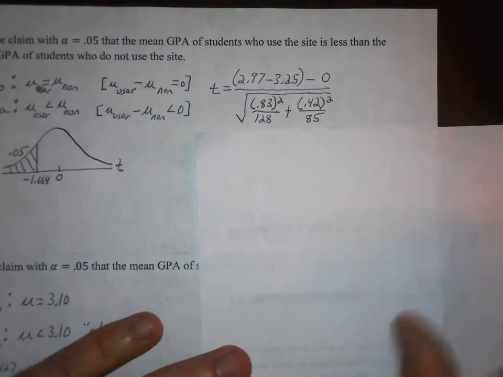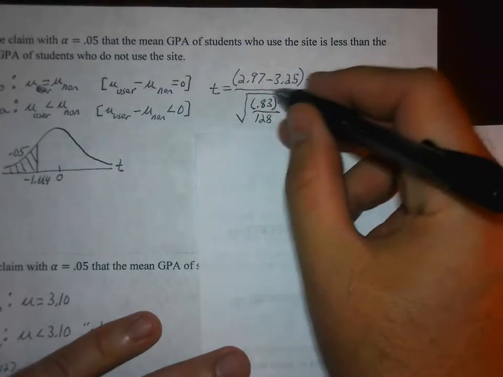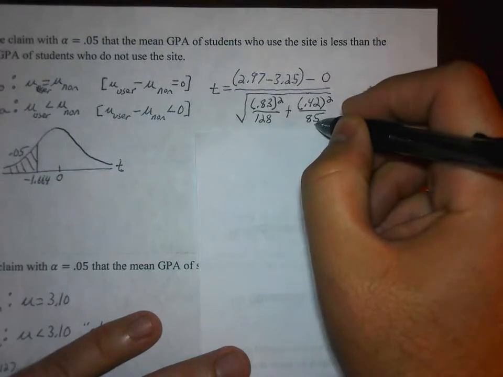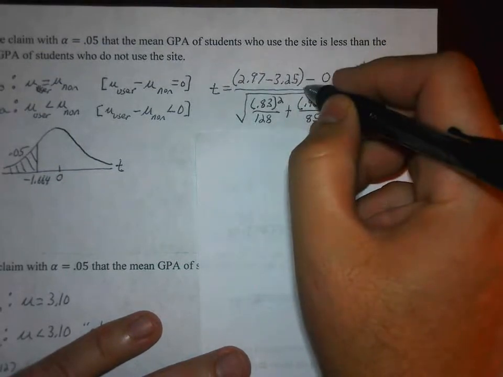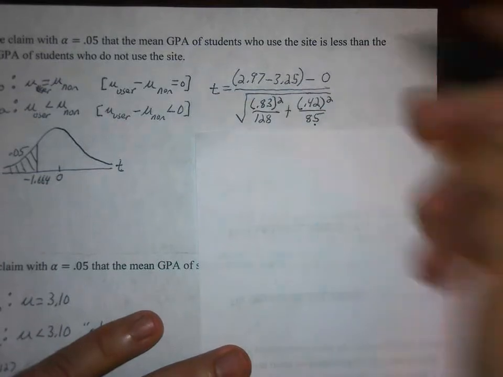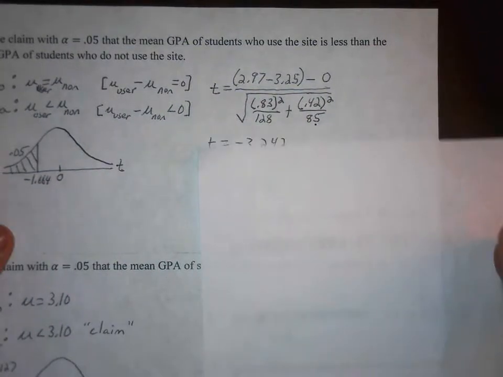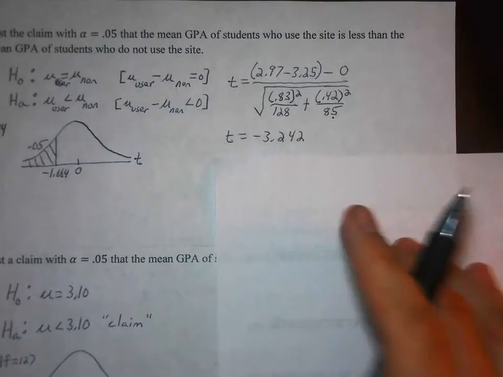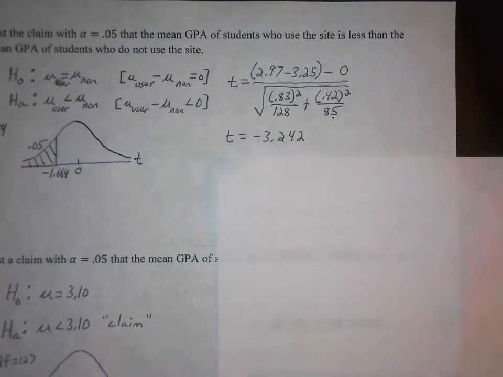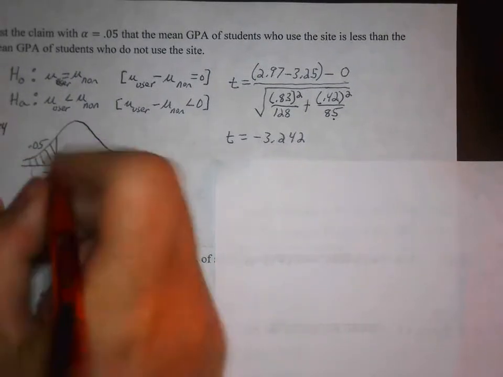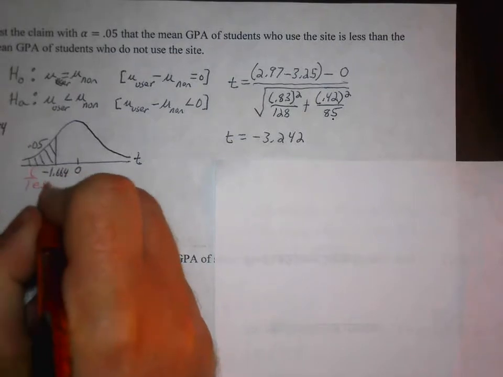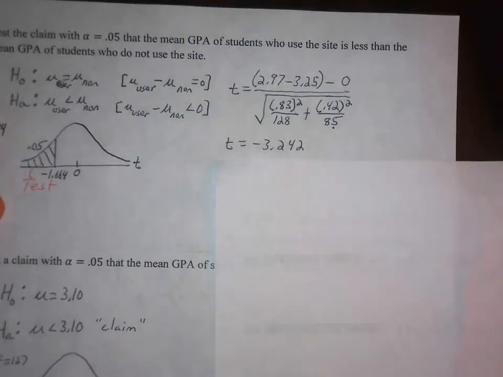When you do this, I suggest you do the entire denominator at once. Do the numerator first, and then the denominator, and then divide them. And when you do that, you end up with a t-value of negative 3.242, which is over here on the left side of the critical number t. Okay, so your test statistic is way out here on the left.